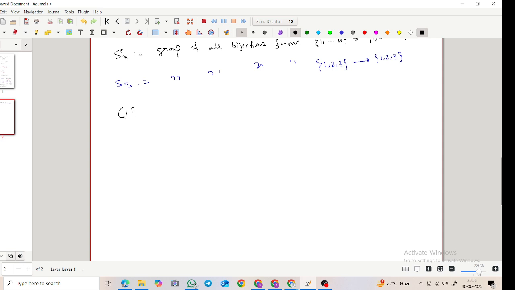Can you tell me what is the order of this cycle? What is the order? And what is the order of this cycle? And in general, what should be the order of this cycle? Can you tell me? Don't forget what this cycle does. It sends 1 to 2. Don't forget what is the meaning of this cycle. Okay. Can you tell me what is the order of this cycle?